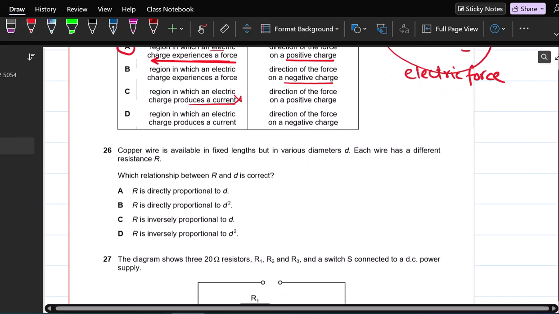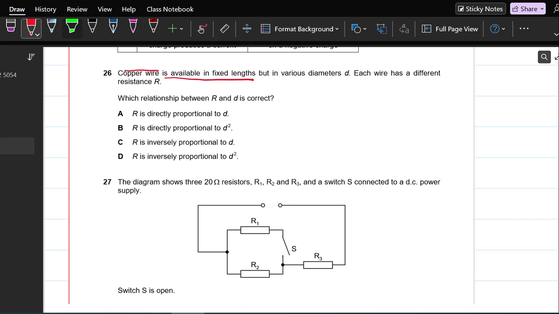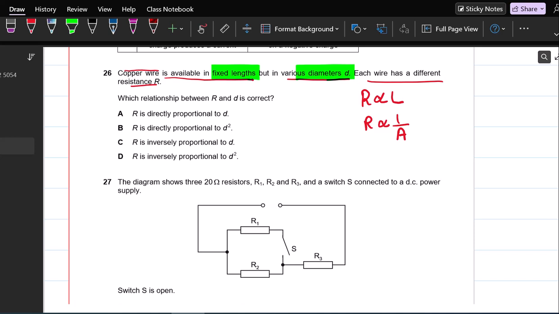Moving to question 26, copper wire is available in fixed lengths but in various diameters. Each wire has a different resistance. Okay, resistance is directly proportional to length. So length is fixed, so various diameter means area is different, so resistance is inversely proportional to area. If area increases, resistance decreases.